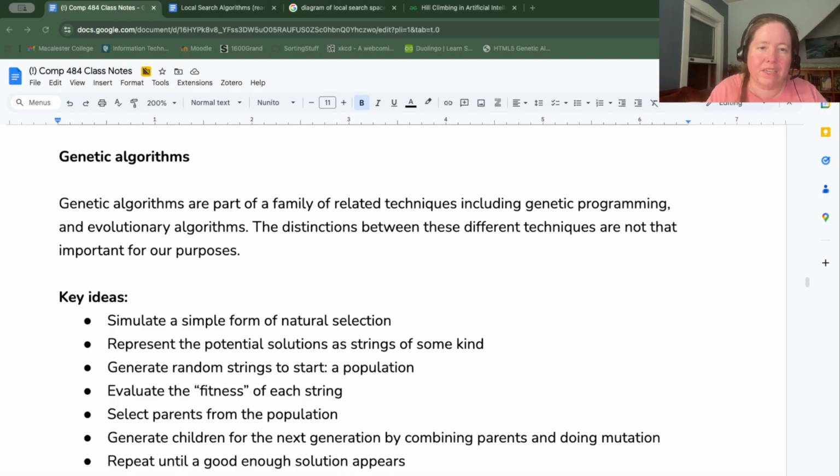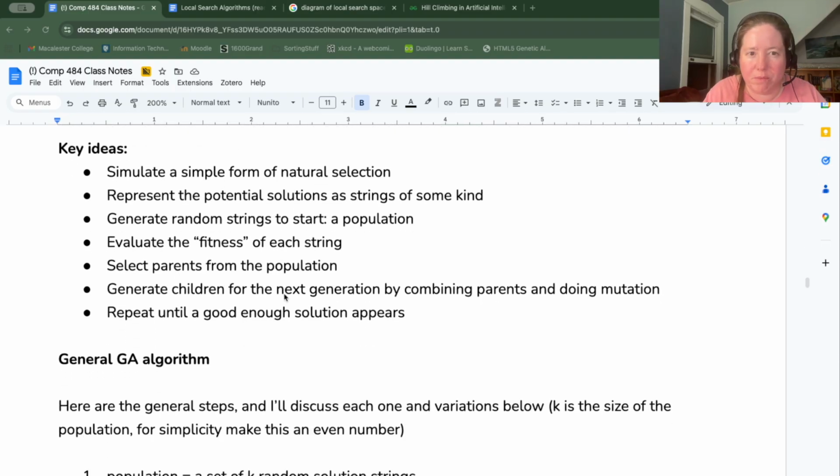Okay, what is the key idea? What are the key ideas for us for genetic algorithms? We want to simulate a simple form of natural selection. Natural selection and evolution are extremely complex mechanisms. People have been studying them for a long time. We're taking a very, very simple view of natural selection and we're simulating it as a problem-solving method.